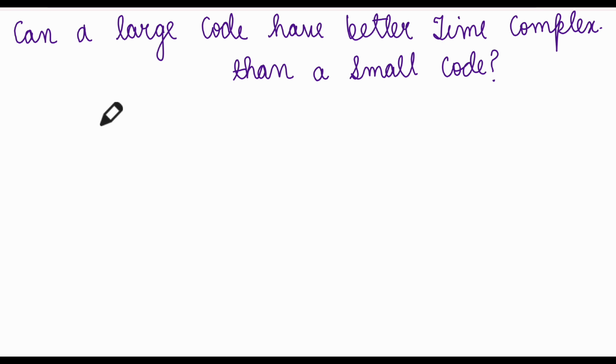Can a large code have a better time complexity than a small code? A lot of you have been asking this question since last week, and I know that we just discussed time complexity and space complexity in the last video, so it is very obvious to have this doubt. So welcome to class 4 of the DSA series.